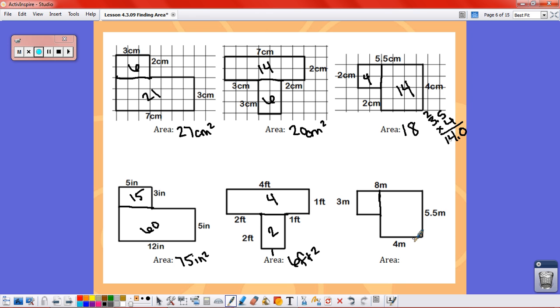This is obviously not drawn to scale because I see 8 meters across and 4 meters for this part. So this part has to be 4 because that's what's left over when I take 4 here and 8 up here, there has to be 4 left here. 4 times 3 is 12. 4 times 5.5.